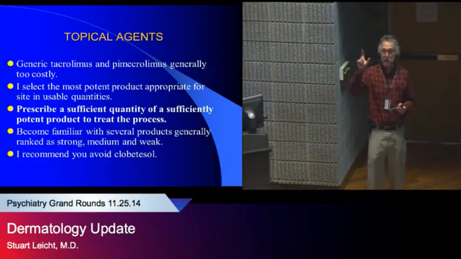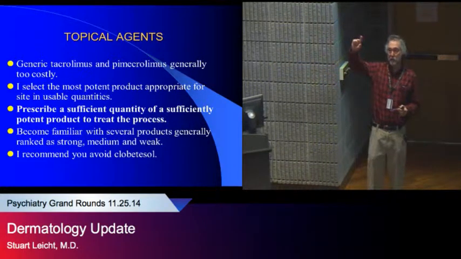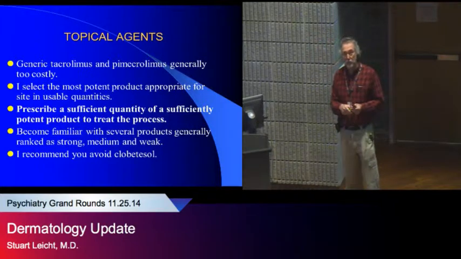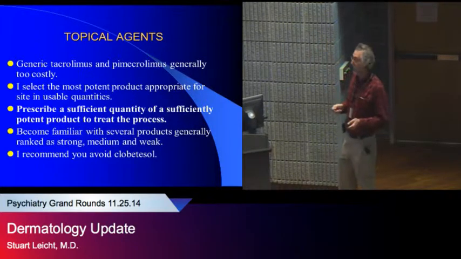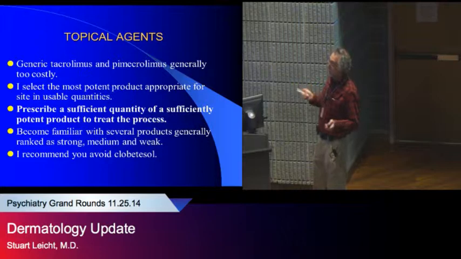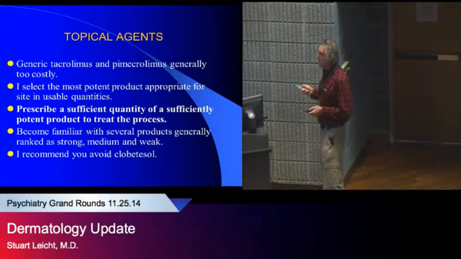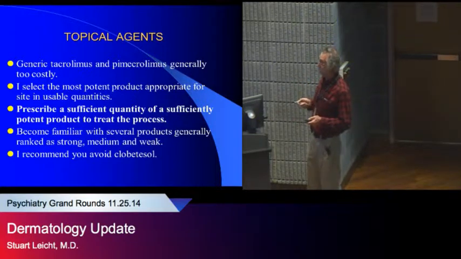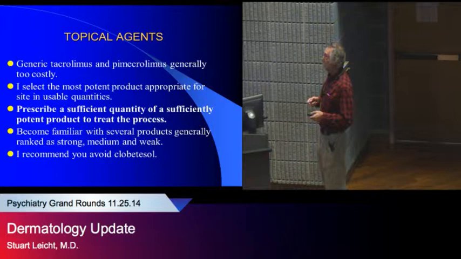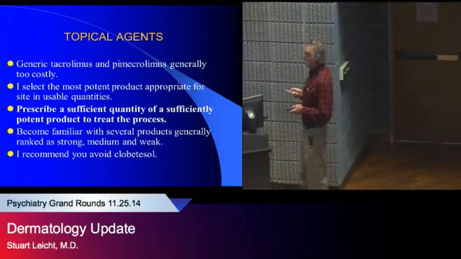I find patients coming in from primary care doctors with a 15-gram tube for a general body rash. You know, it lasts for 5 minutes and it's gone. And they come to see me because they get frustrated. It isn't that the medication was wrong. They weren't given the sufficient quantity of a sufficiently potent product to treat it. I would recommend you become familiar with several different medications.